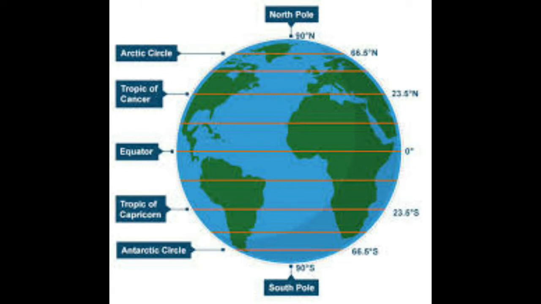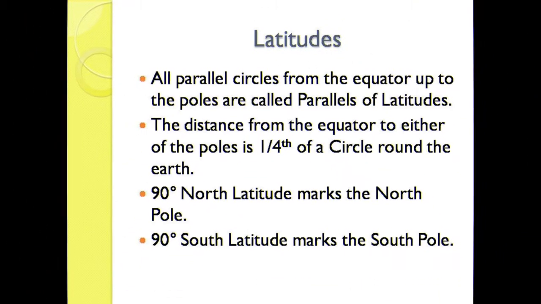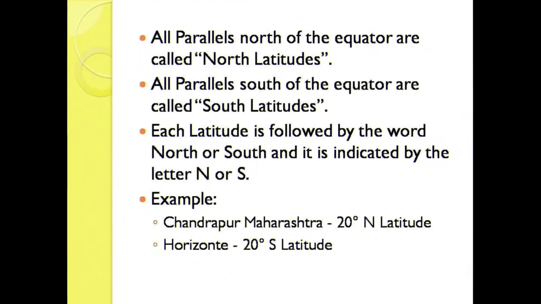All parallels north of the equator are called north latitudes. All parallels south of the equator are called south latitudes. Each latitude is followed by the word north or south and it is indicated by the letter N or S. For example, Chandrapur in Maharashtra, 20-degree north latitude. Hobart, 20 degrees south latitude.